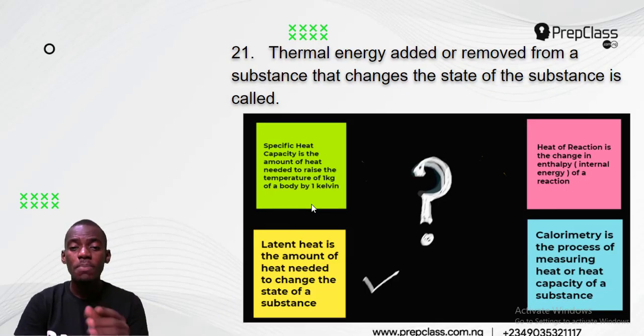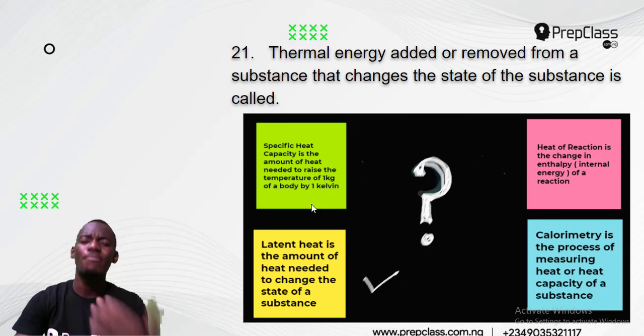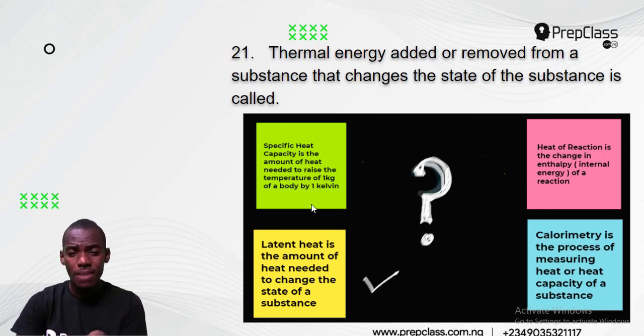The first one is specific heat capacity. It is the amount of heat needed to raise the temperature of 1 kilogram of a body by 1 Kelvin. So it is the heat needed to raise temperature. But is that changing the state? No, it's just to make it alter by 1 Kelvin. It's not just a body; it's 1 kilogram of a body by 1 Kelvin. But that's not what the question is asking, right?